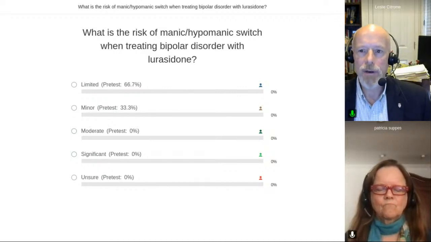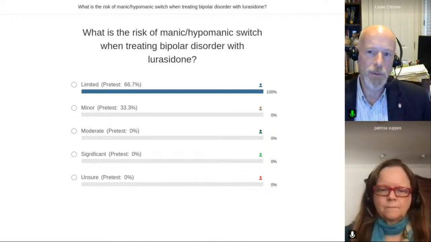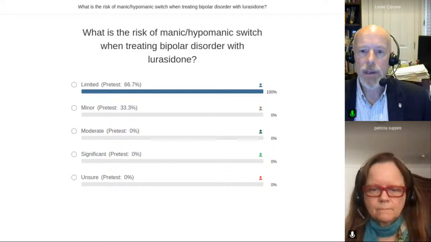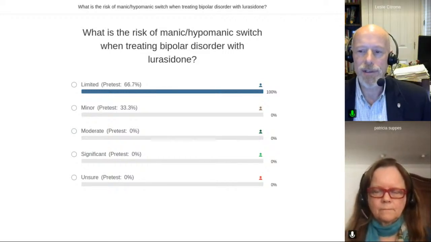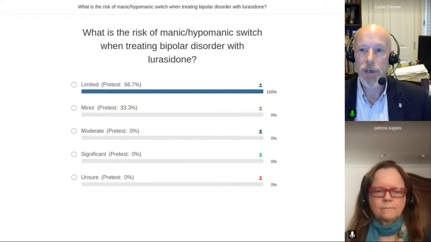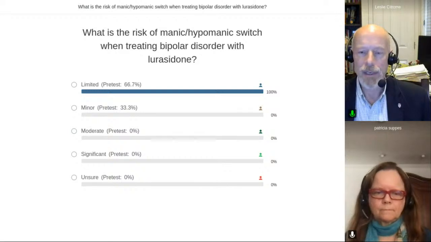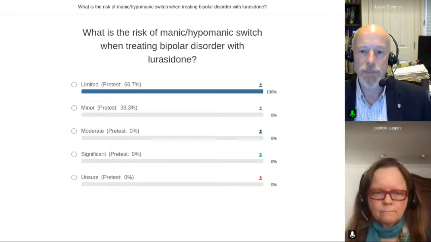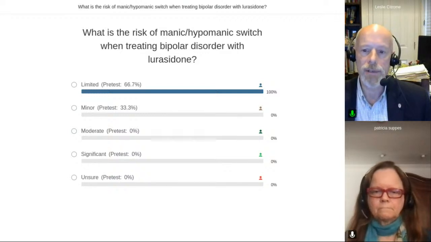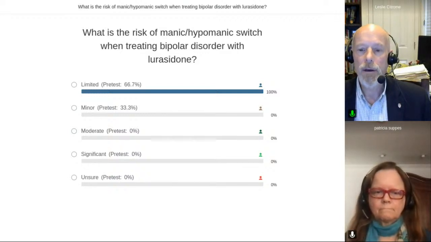What is the risk of manic or hypomanic switch when treating bipolar disorder with lurasidone? Yes, it is limited. I'm not sure if we really actually address this to the extent that we could have in the didactic portion of the presentation. But in general, when we use a second-generation antipsychotic, we don't necessarily expect mania or hypomania. And so they've been successful as monotherapies in the treatment of bipolar depression. At least some of them have established that indication through the conduct of trials suitable for FDA approval. All right, next question.